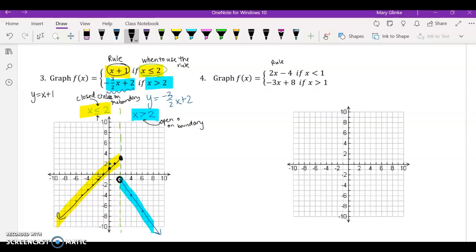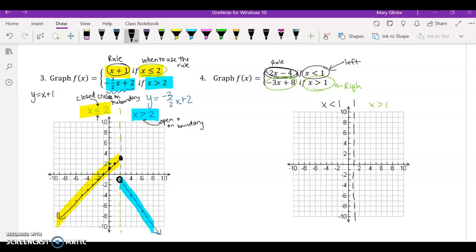The boundary will either have an open or closed circle, and you can tell that based off of the inequality that's there. Looking at this next one, the boundary for each of these is when x is 1. So I'm going to chop my graph here. x is less than 1 on the left half of my graph, and x is greater than 1 on the right half of my graph. I'm going to graph this line, but only the left half of it, and I'm going to graph this line, but only the right half.